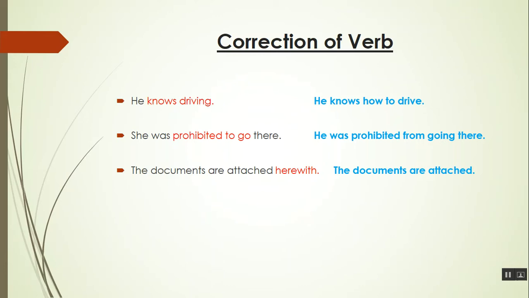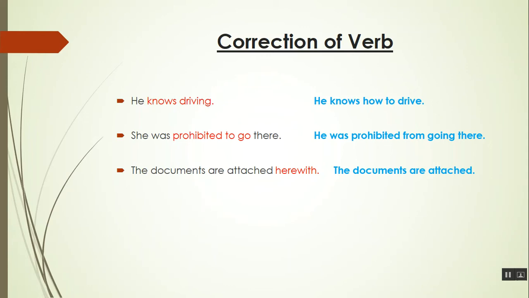Next sentence: she was prohibited to go there. In this sentence particularly, prohibited is the main verb and to go is the infinitive verb. Similarly, we were using enjoying ourselves. On that basis, she was prohibited from going there. We should use the gerund instead of the infinitive verb. From going there would be the right sentence.